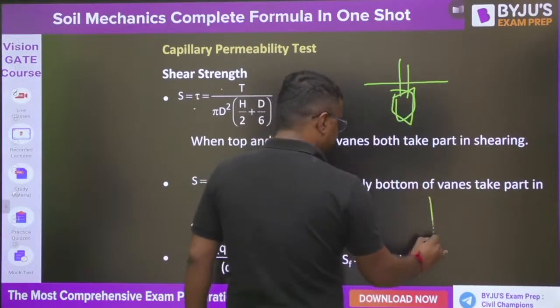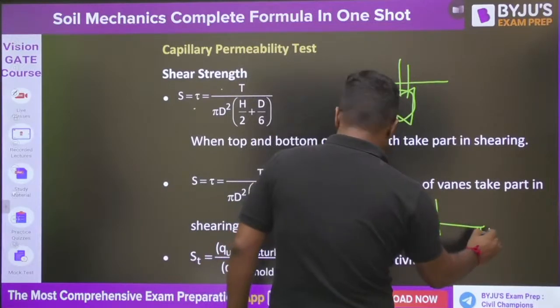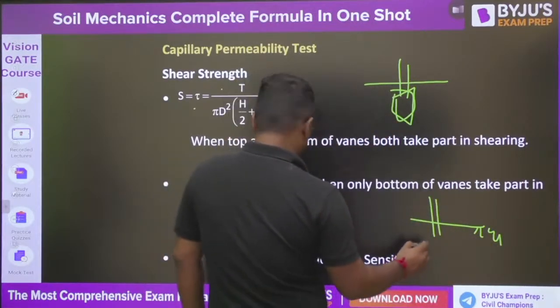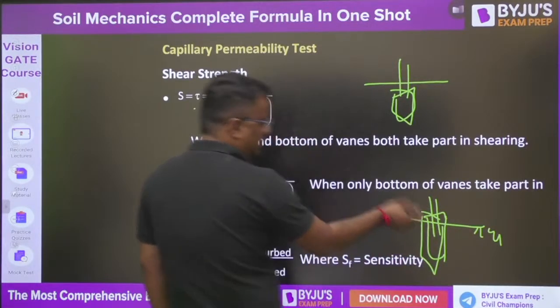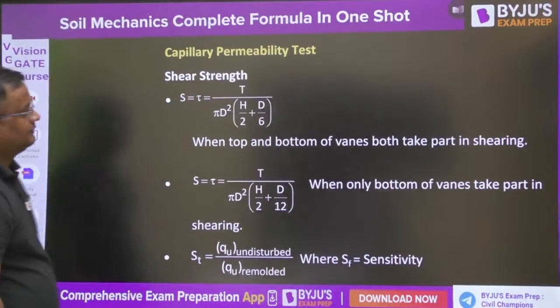And this is when the bottom of the vane is taken, this is when it is like this, when the top part is above the ground level.